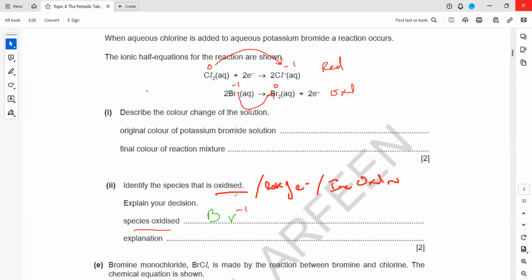An explanation: what is the explanation for oxidation? Because it lost electrons, or it loses electrons, or its oxidation number increases. But in the exam, whenever you're writing about oxidation or reduction, try to write in terms of electrons. Don't write in terms of oxygen or oxidation number. Whenever there's a definition of oxidation, the best answer should be in terms of electrons. Oxidation is a loss of electrons and reduction is a gain of electrons. Is this one clear?